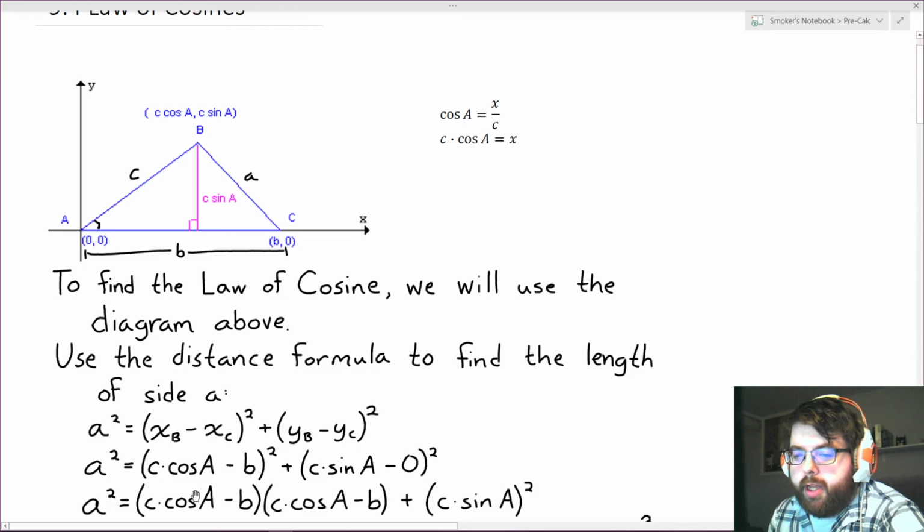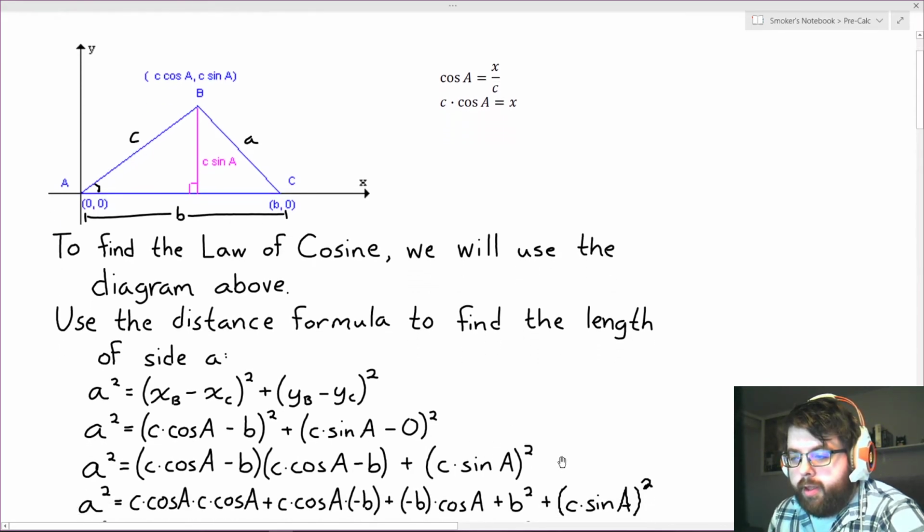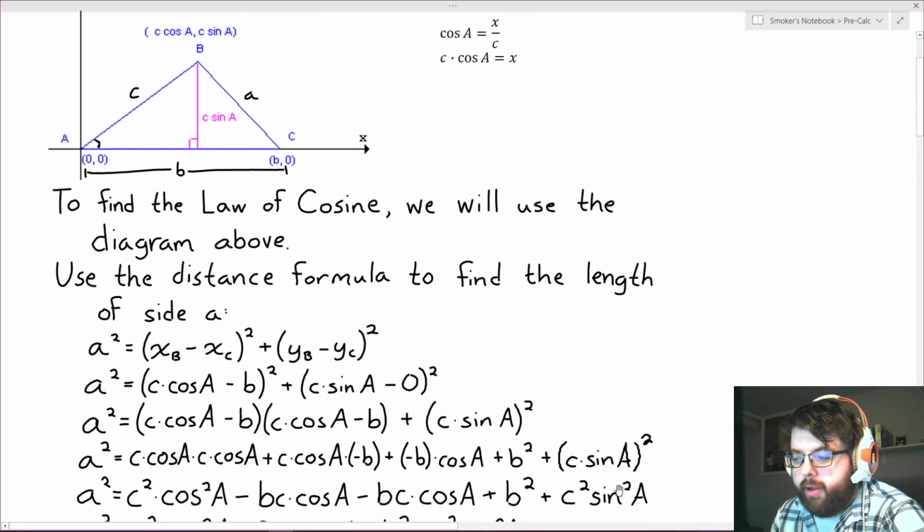So let's just do the algebra here. This is a FOIL situation here. We have C cosine A minus B times itself. Over here we have C times sine of A minus 0, which is just C sine A, the minus 0 goes away. So you have to do FOIL, like I said. And in this one, because there's no plus or minus inside, you can just take each part squared. So first, C cosine A times C cosine A would be C squared times cosine squared A.